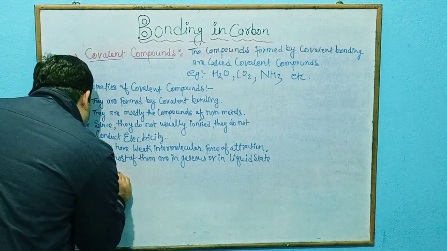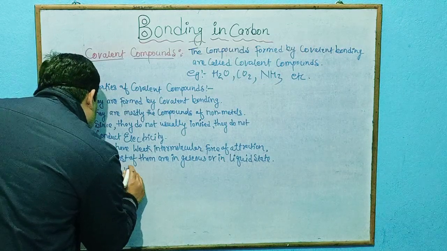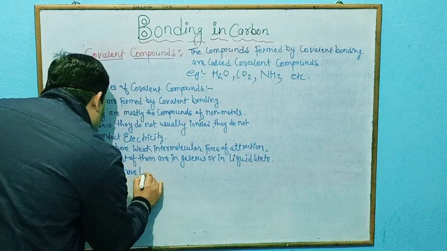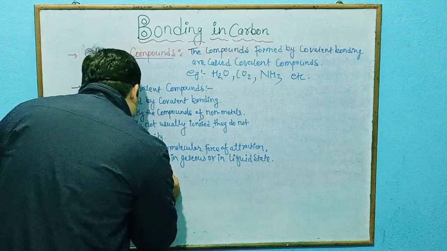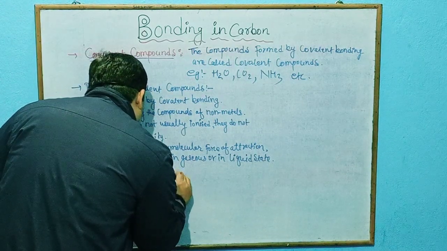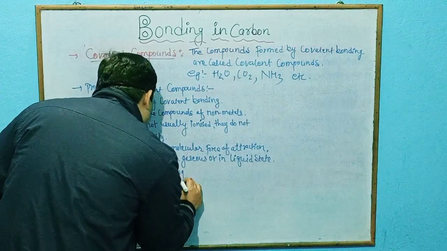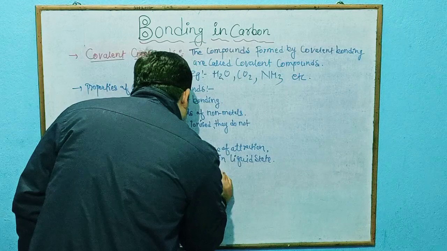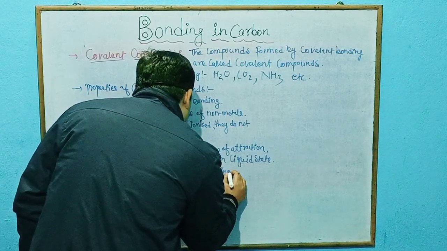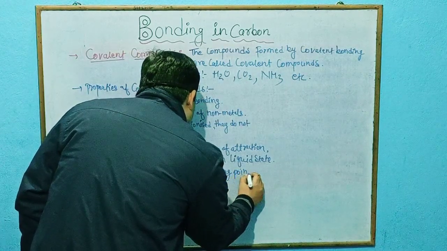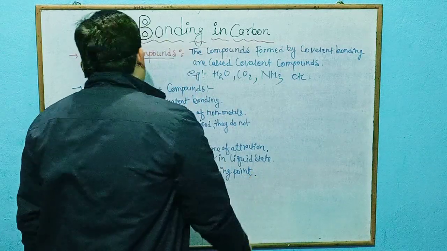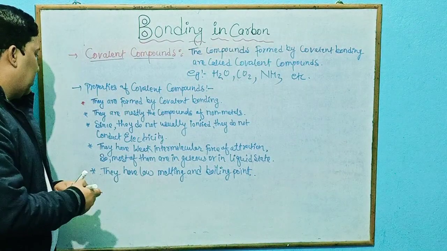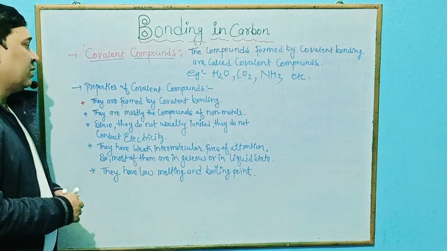They have low melting and boiling point. It is also because of the weaker intermolecular force of attraction. So these are some characteristic properties of covalent compounds.